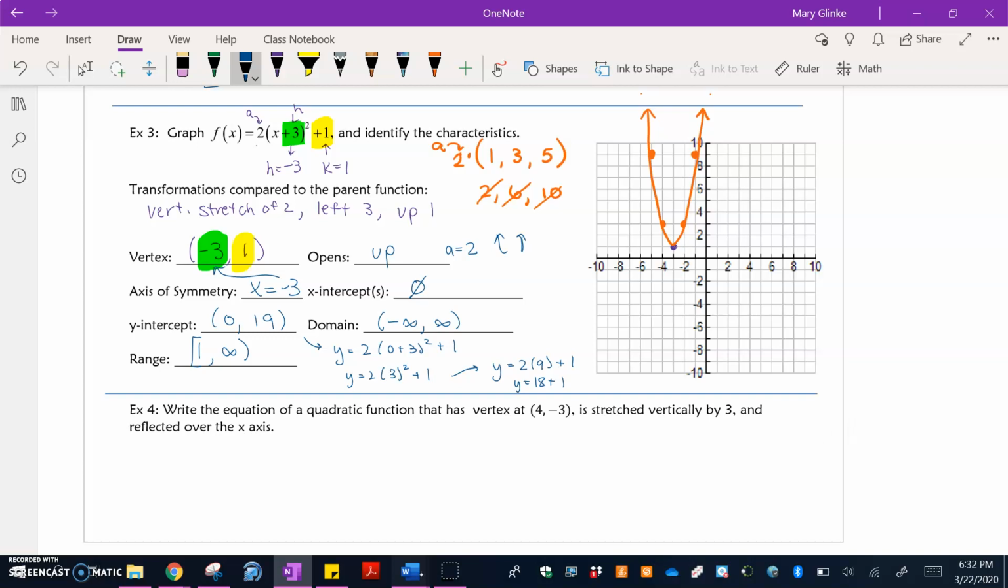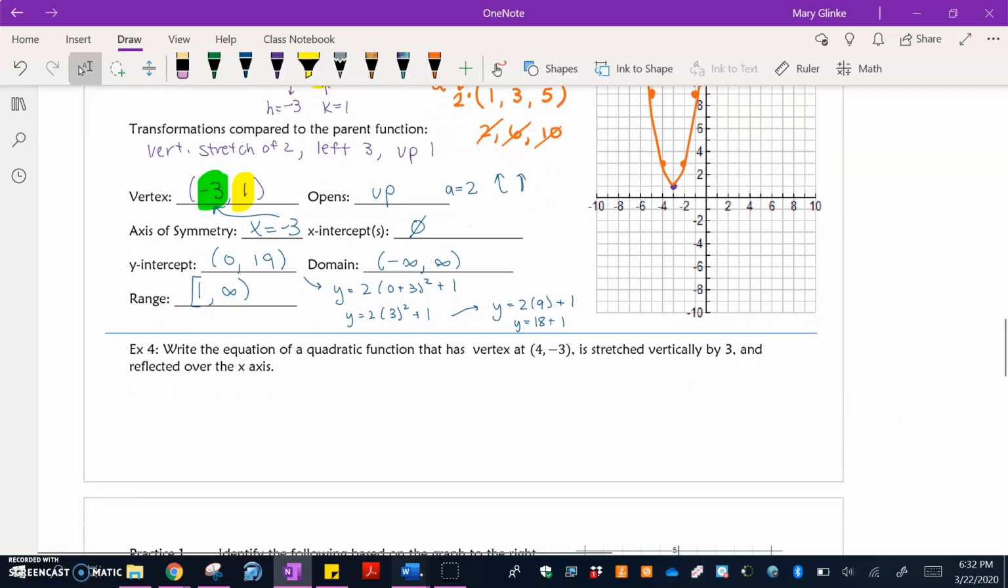For our last problem here, we're going to write the equation of a quadratic function given our vertex and our vertical stretch and reflection. So what we're going to do is set up the frame here. It's going to be y equals a, and then x minus h squared, and then plus k. So this 4 here is going to be my h value, so I'm going to put a 4 here, but normally when I get my h value, I have to remember that I flip it. So this is actually going to end up being x minus 4.